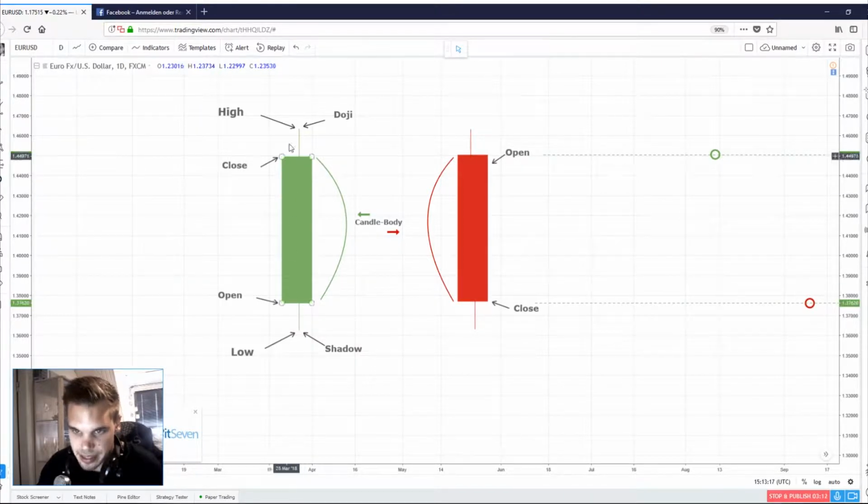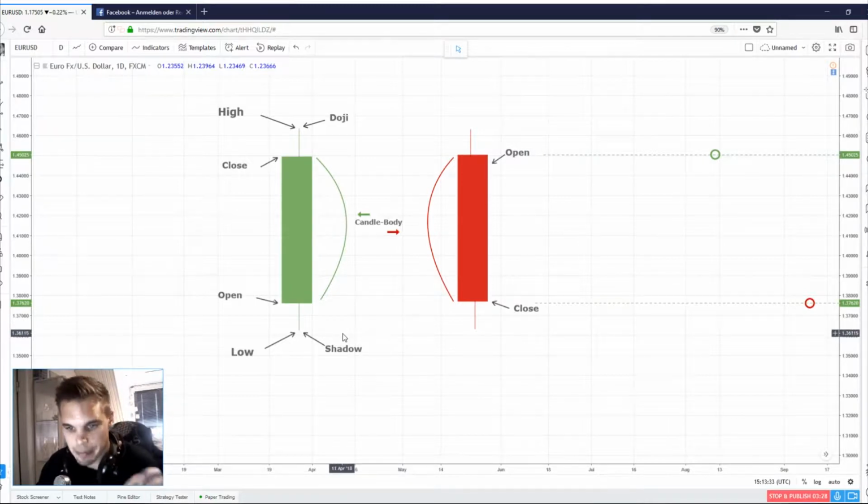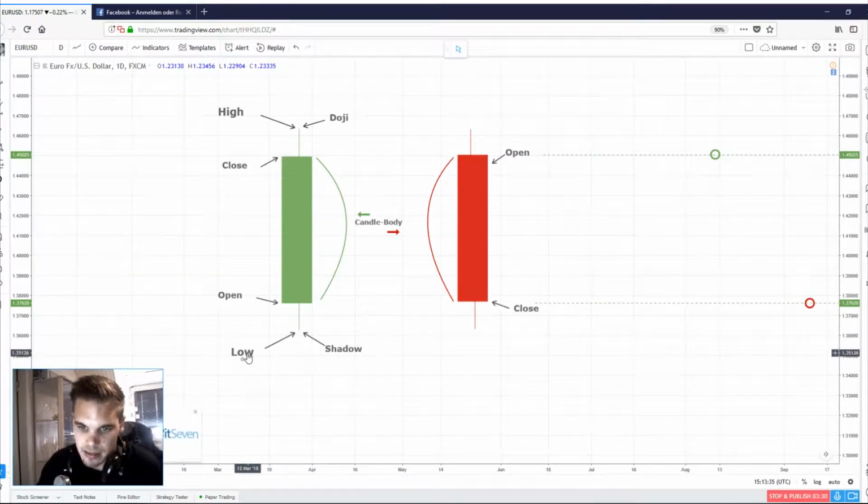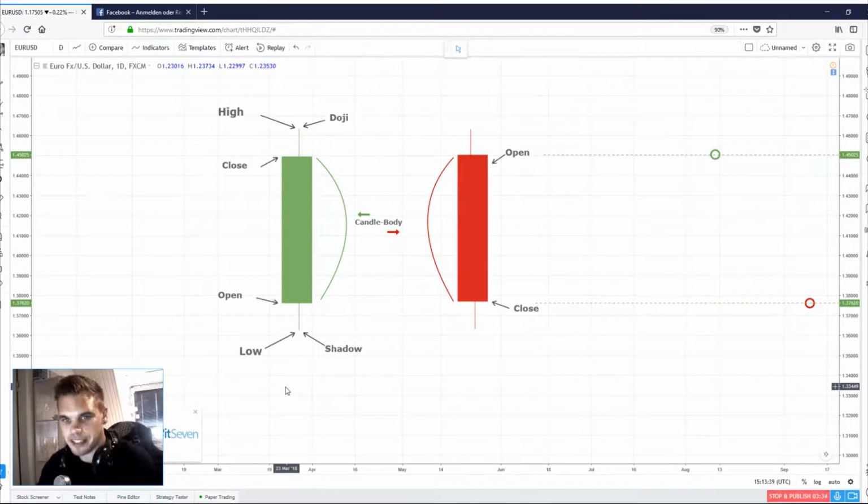Additionally, we see these thin lines. The thin line above the candle shows the daily high, or the high of the day, and it's called the wick of the candle. The thin line below this candle is called the shadow and represents the low of the day. So we were trying to hit these levels within this day, but didn't make it.